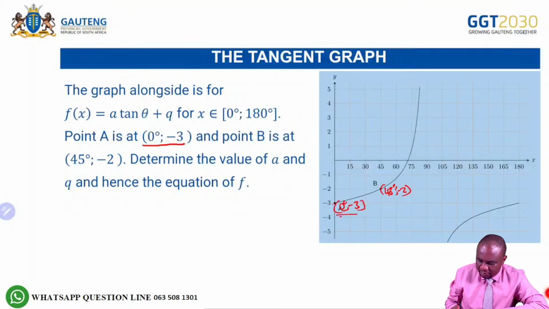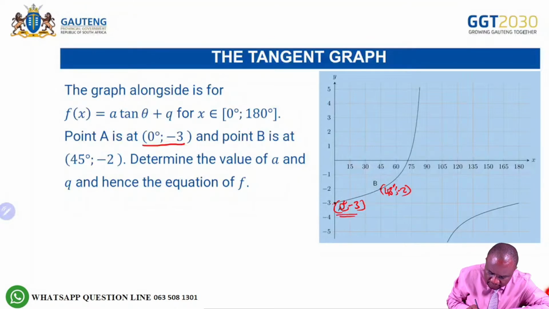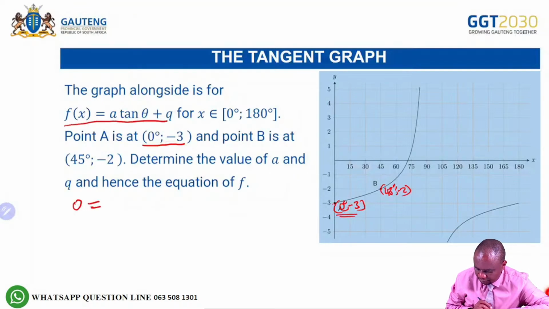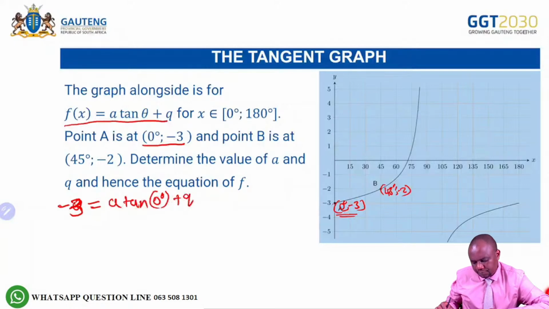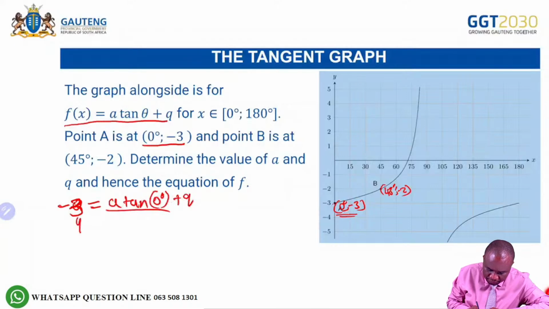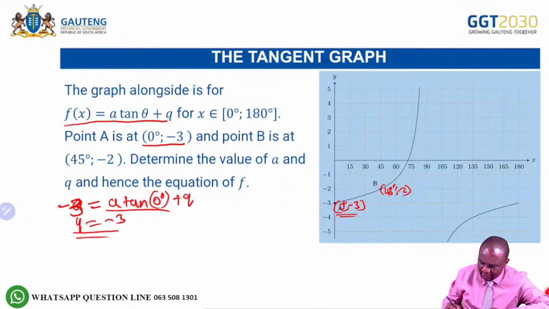Let's start by substituting this point. Where there is y, we put -3. Where there is x, we put 0. So it becomes, we're using this equation, okay? So -3 is equal to a tan 0 degrees, then plus q. Okay, and then this whole thing is going to be 0, so we remain with q is equal to -3. See that the graph is shifted downwards by 3 units, shifted downwards by 3 units.